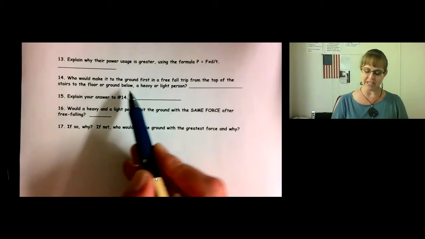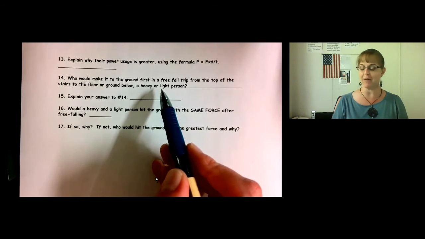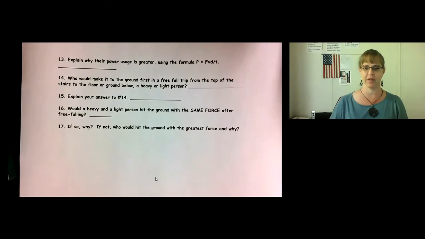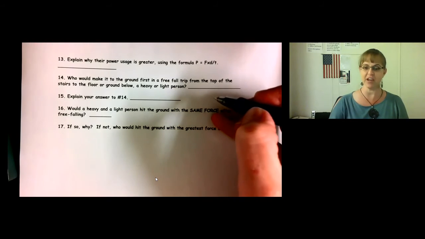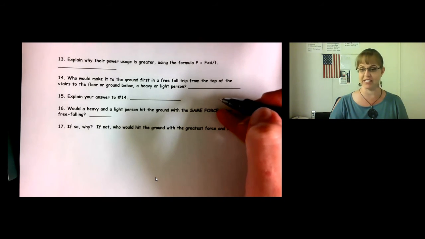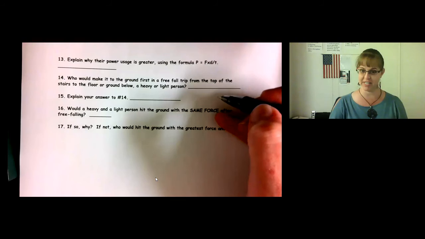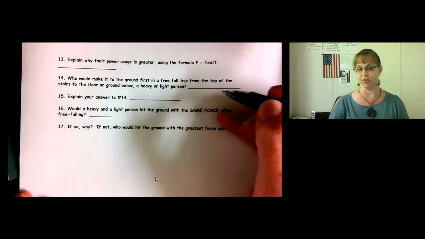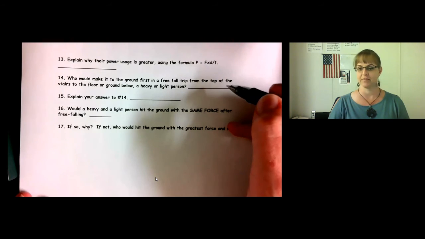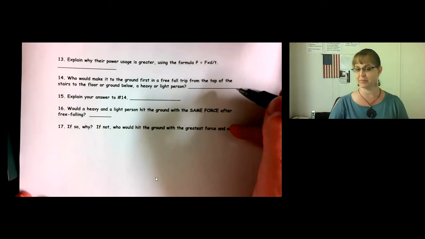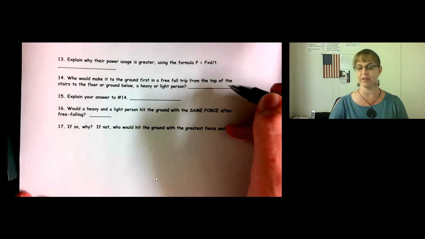Number 14, who would make it to the ground first in a free fall trip from the top of the stairs to the floor or ground below? A heavy or a light person? Well, remember, on the earth, all objects accelerate at the same rate. They all go 9.8 meters per second faster per second. So therefore, the acceleration due to gravity is the same for everyone. So because both people have approximately the same air resistance, both people should hit the ground at about the same time.